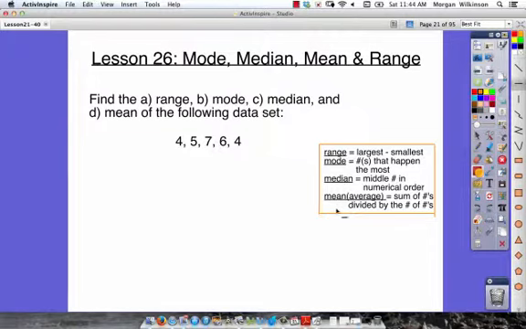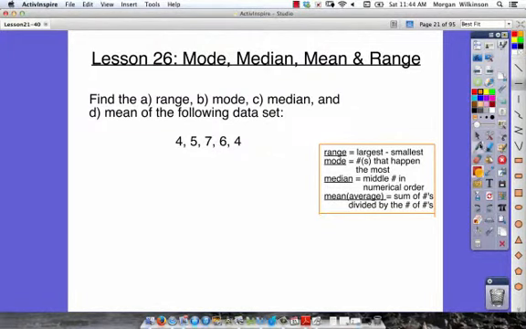Please take a moment to pause the video now to get this written in your notes. The range is always equal to the largest number minus the smallest number. The mode is the number or numbers that happen the most. The median is the middle number when you put the data set in numerical order from least to greatest. And the mean is the same as the average, which is the sum of numbers divided by the number of numbers. Please feel free to use these abbreviations as you can when you write out your notes.